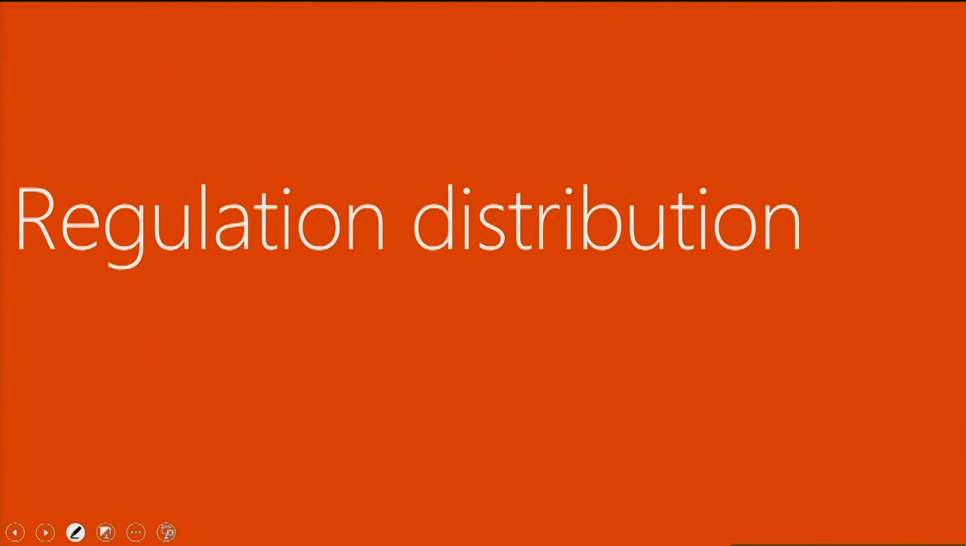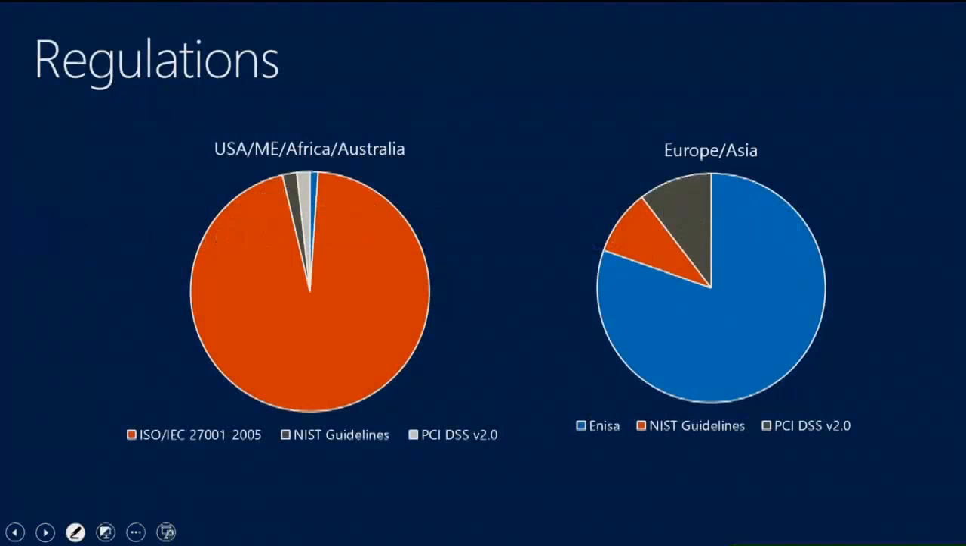Where does the regulation distribution occur within the tool? Well, primarily it falls into a couple of really key categories, which isn't really a surprise, but it's one worth sharing. As you see in the United States, Africa, Australia, the primary is ISO. Most organizations that have utilized a tool tended to lean to ISO/IEC 27001:2005. In Europe and Asia, it's primarily ENISA. Is that a surprise? Because it's not really to me.